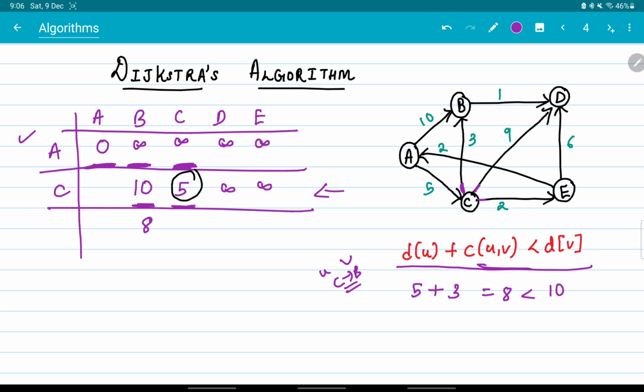Now suppose I would have added numbers over here and I would have got a number like 11 or 12. Now this number is greater than 10. So in that case I will not update it. So since I got a number which is less than 10, I'm going to update it. So C to B is done.